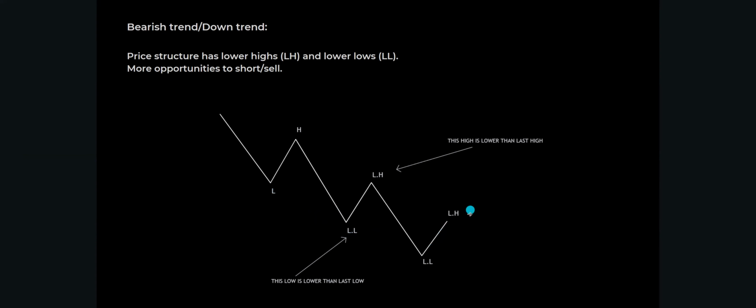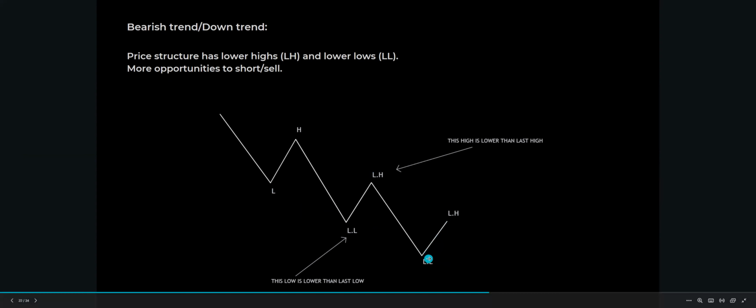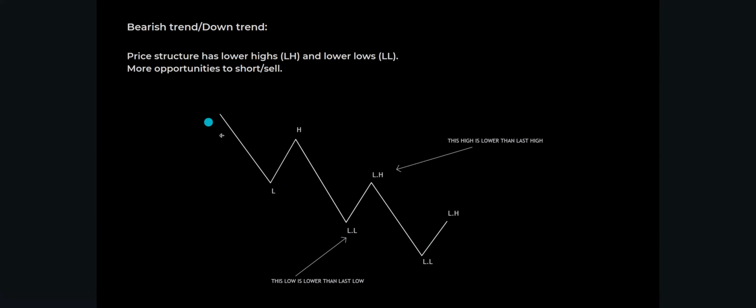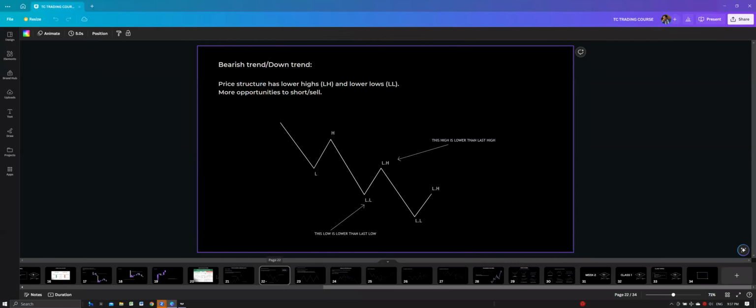Again, we have the third wave where we see a lower high, which is lower than the previous high, and a lower low, which is lower than the previous low, right? So this is a clear indication of a bearish trend. Price wants to move down, creating new lower highs and new lower lows. And let me show you an example as well.